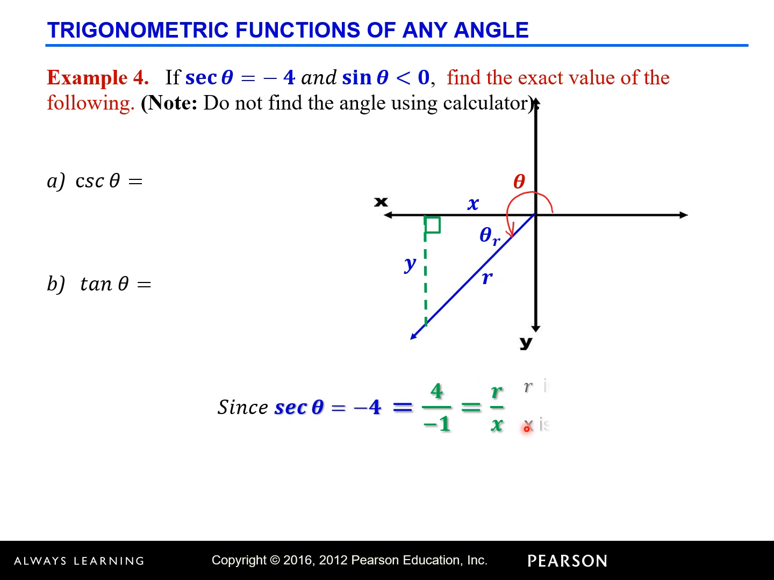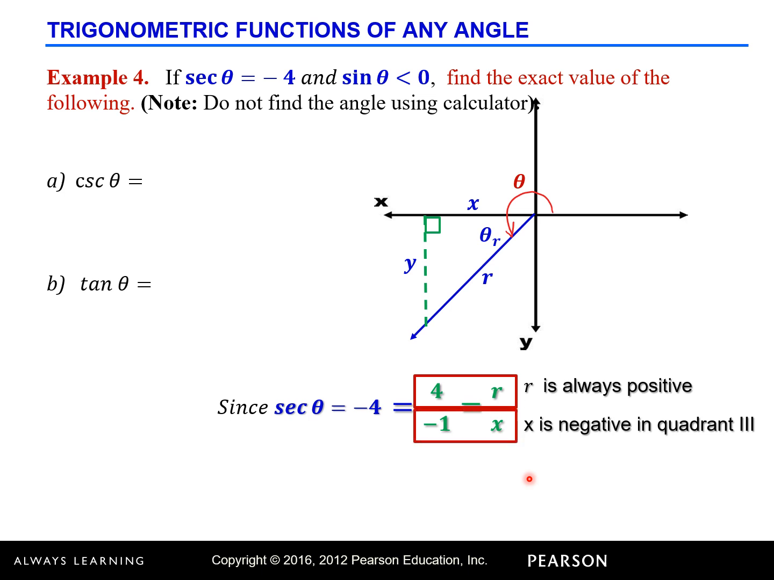So we can put a note that r is always positive and x is negative in quadrant 3. Now we have the value of r, which is 4, and the value of x, which is -1. The missing value is the value of y. The value of y is equal to the negative square root of r squared, which is 4 squared, minus x squared, which is (-1) squared, and the answer is -√15. Take note, the sign of y is negative because y is negative in quadrant 3. So the y value is negative square root of 15.